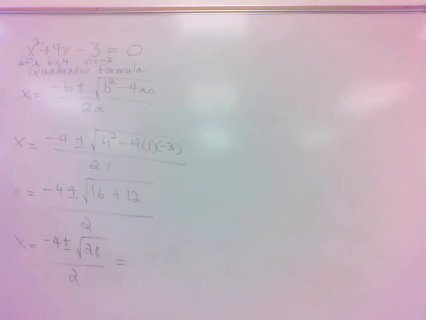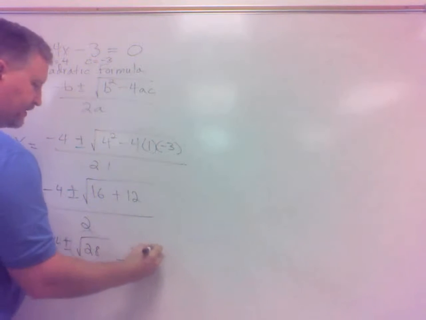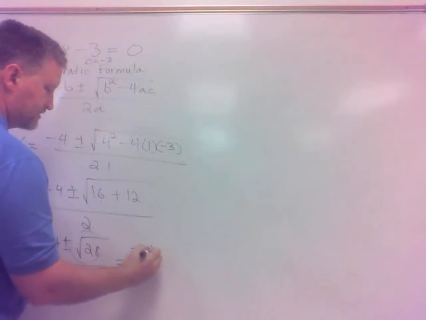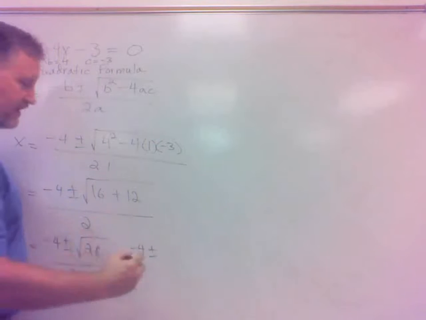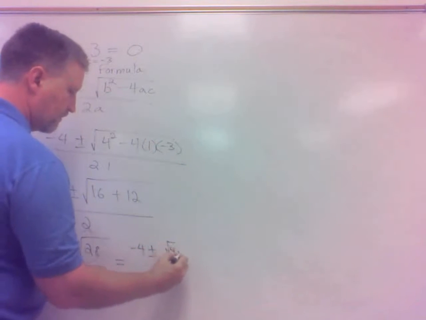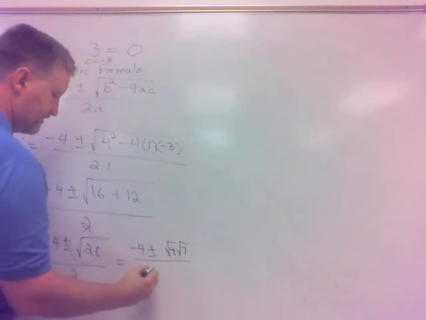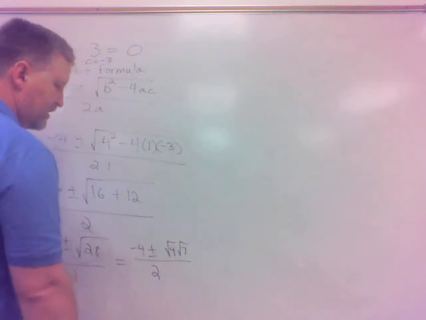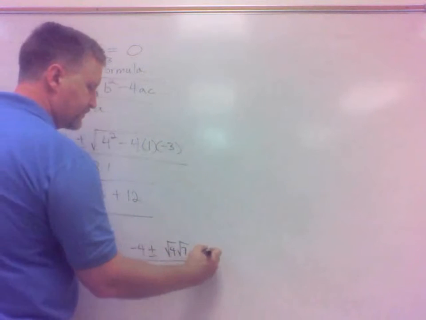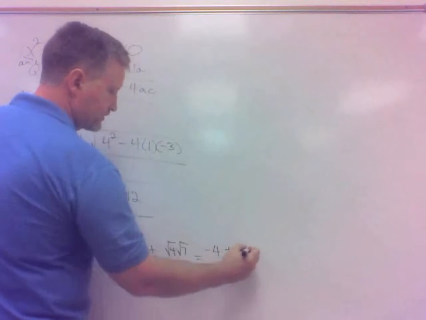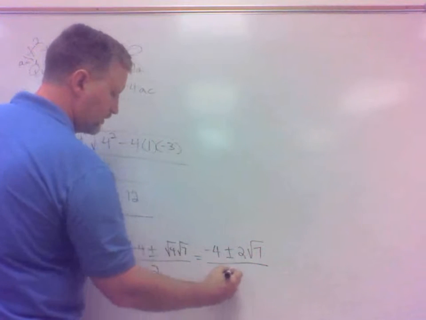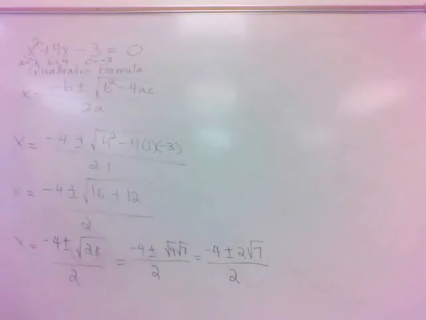However, I can simplify. You simplify your square root. 4 times 7 is 28, so I can simplify that. It's negative 4 plus or minus the square root of 28, which is 4 times 7, so I'm going to break that down: square root of 4 times square root of 7. And then that's all going to be over 2. So I wind up with negative 4 plus or minus square root of 4, which is 2, square root of 7, over 2.